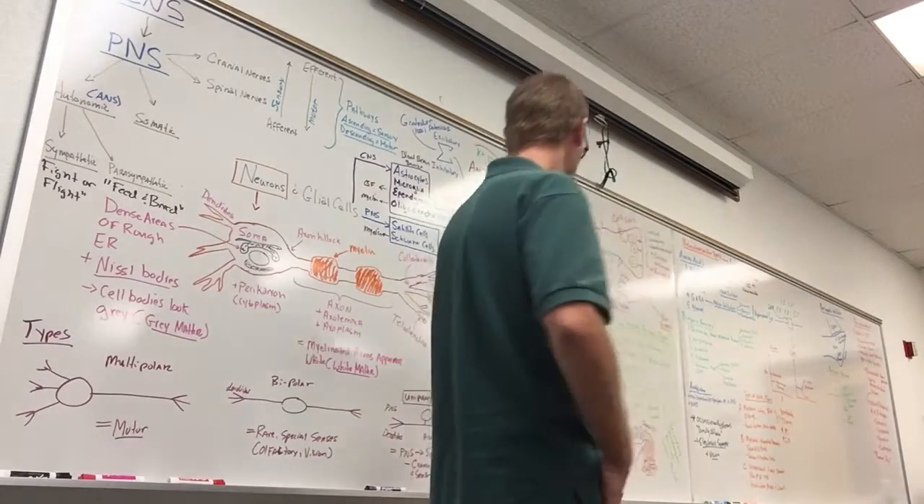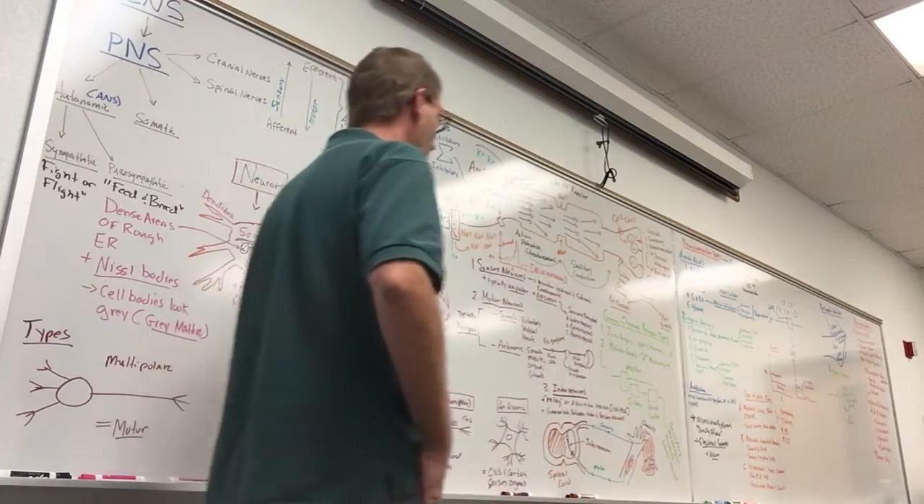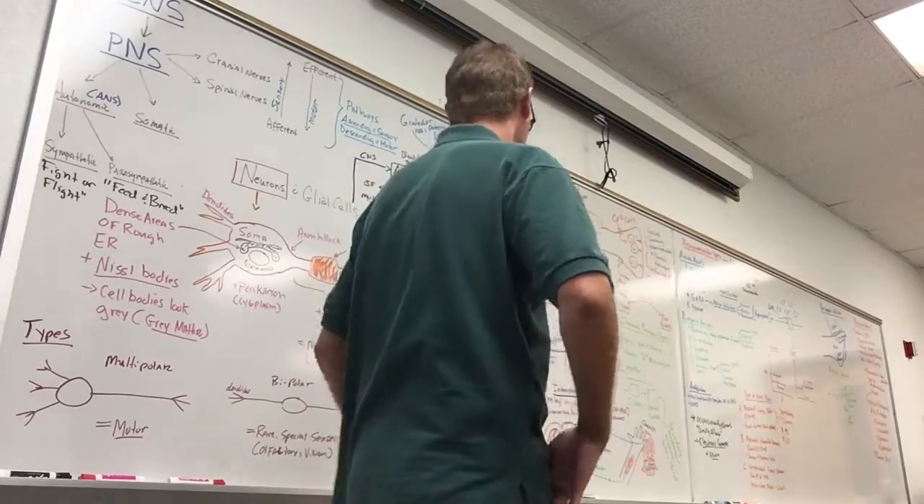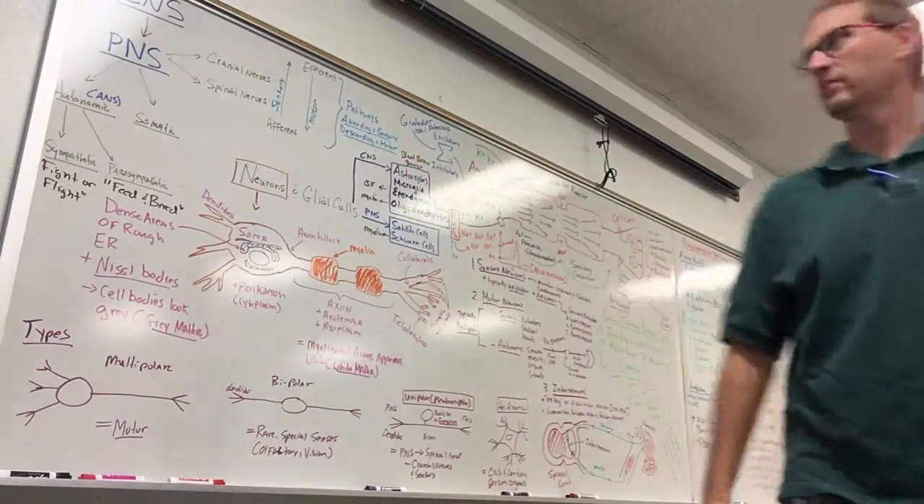Okay, so interneurons, the reflex arc is a classic example of an interneuron at work, in the spinal cord in this case. Okie dokie, how are we doing? Okay, I'll go for a few more minutes and then get you guys on a break.